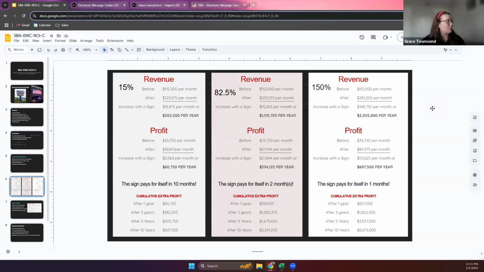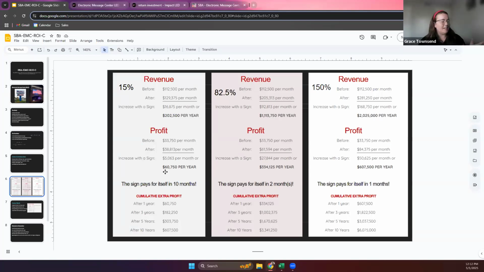For this fantasy convenience store, at a 15% increase in business, before the purchase of the sign, they were seeing about $112,000 a month in revenue. With the addition of the sign, they're looking at about $129,000 in revenue. An addition of $16,875 a month, just on that low end 15% increase in business because of the investment in an EMC. Turn that out over a year, $202,000 in additional revenue in a year, or $60,000 in additional profit per year.